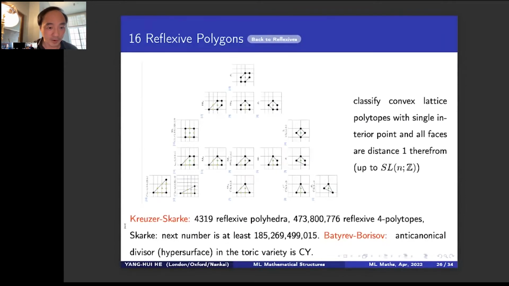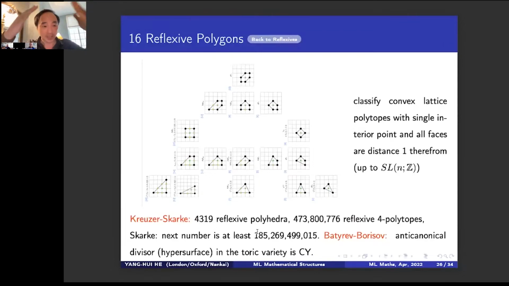And this was done by Kreuzer and Skarke in their very impressive work in the late 90s. They just literally enumerated them by brute computer force. And they found 4,319 of these objects: polyhedra with integer vertices with a single interior point, and such that every face is distance 1, up to SL3Z. So these would automatically give you Calabi-Yau 2-folds by the theorem of Batyrev and Borisov. But still not good enough.